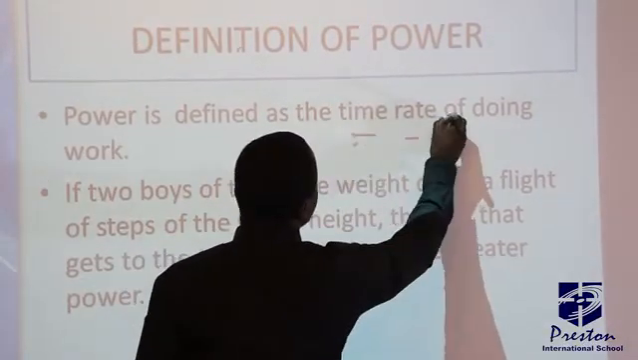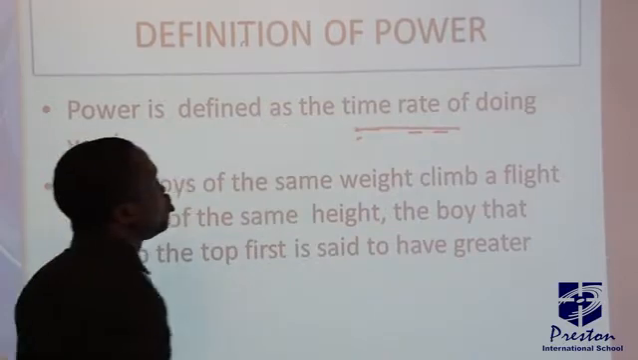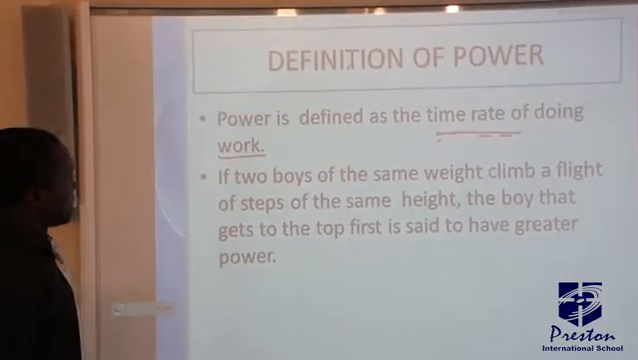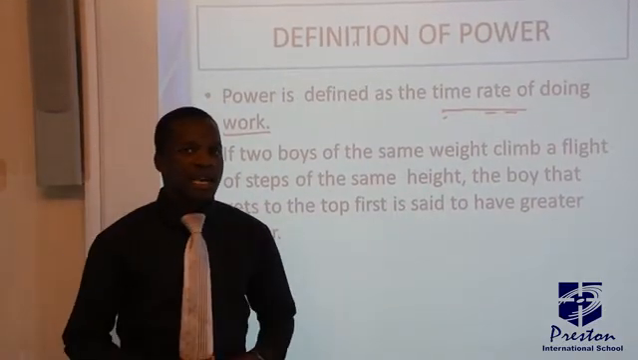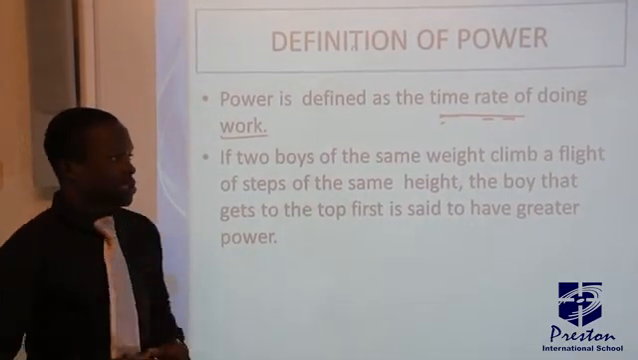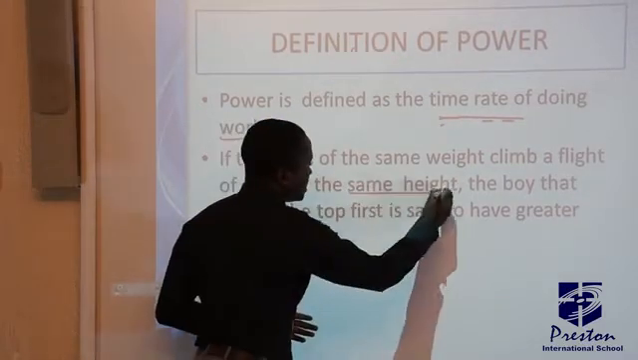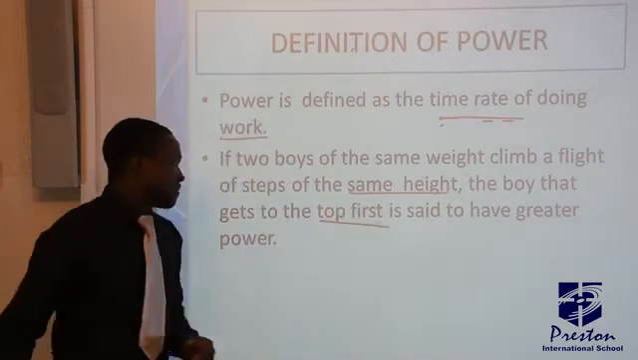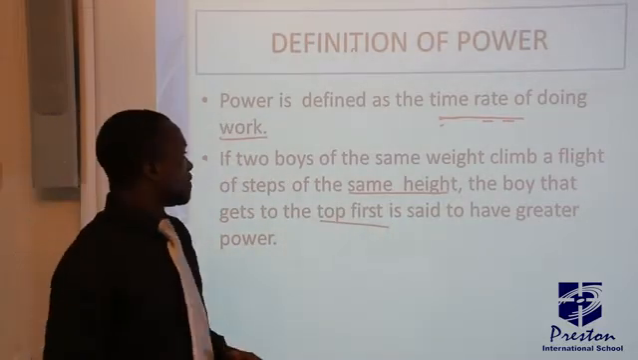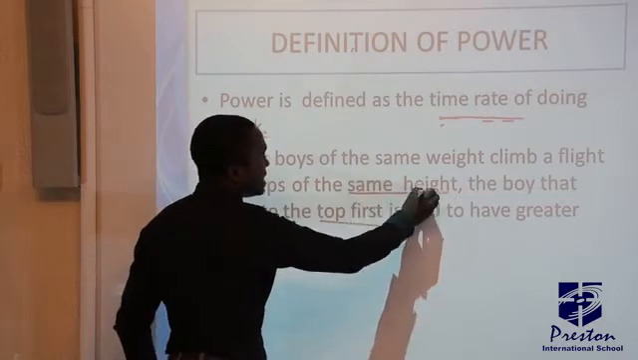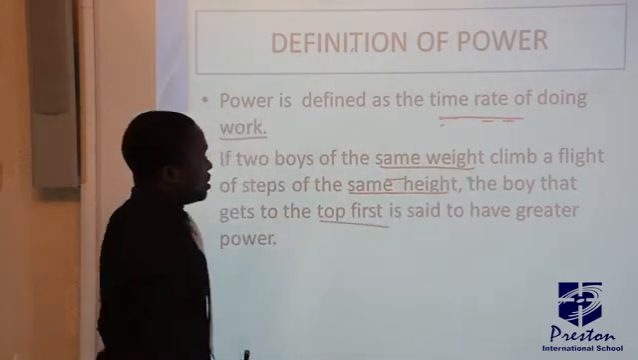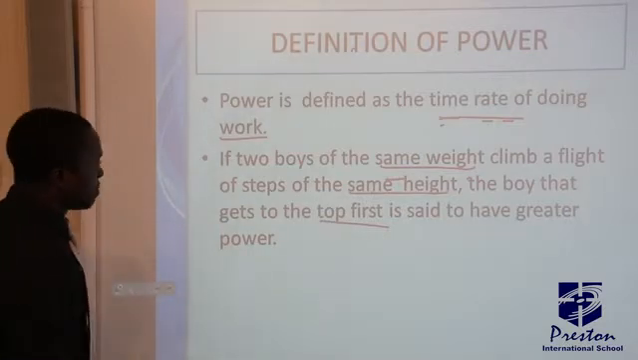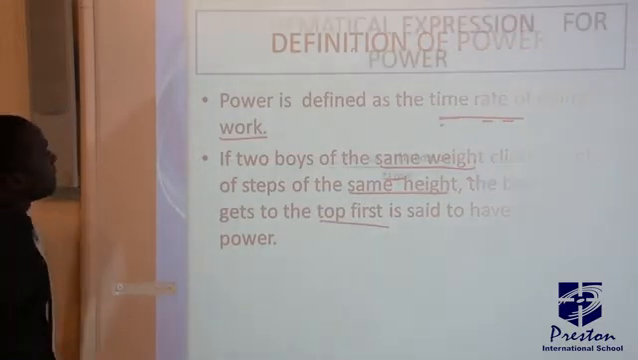That is, the rate at which you do a particular work is called power. For example, if two boys of the same weight are climbing a flight of stairs of the same height, the boy that gets to the top first is said to have greater power. Why? Because the two of them are climbing the same height and have the same weight, so the one getting to the top first is going to have greater power. Let us look at it better.